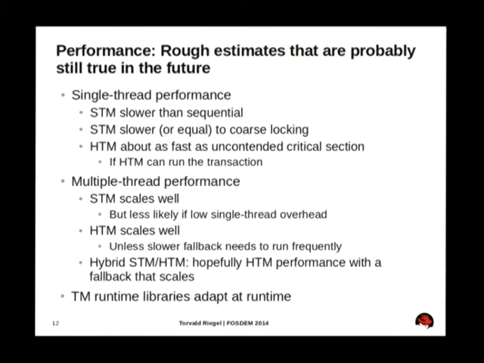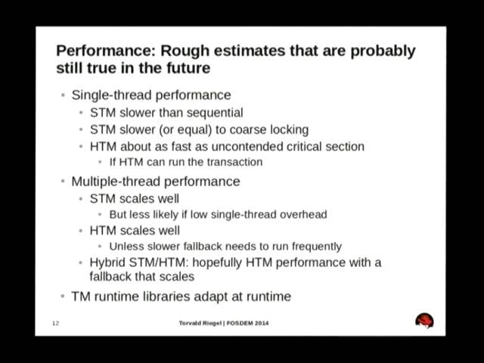Nonetheless, let me try to give you a few rough estimates that hopefully still hold in the future for TM performance. TM performance can be characterized by both what's typically called single thread performance, so the single thread overhead, and the multiple thread performance, so scalability essentially. Regarding the former, we can say that STM is slower than sequential code. You have to synchronize, so there will be more stuff, right? On the other hand, how much overhead there will be can vary a lot, from doing just the one critical section to doing something weird with every memory access. STM will probably be slower or equal to coarse locking.